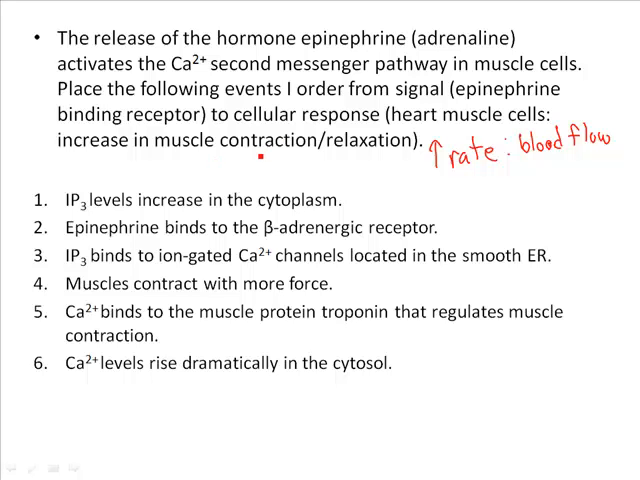So press pause now on your video, on your virtual lecture. Put these in order. When you're done putting them in order, a question's going to pop up, and let's continue with the lecture.